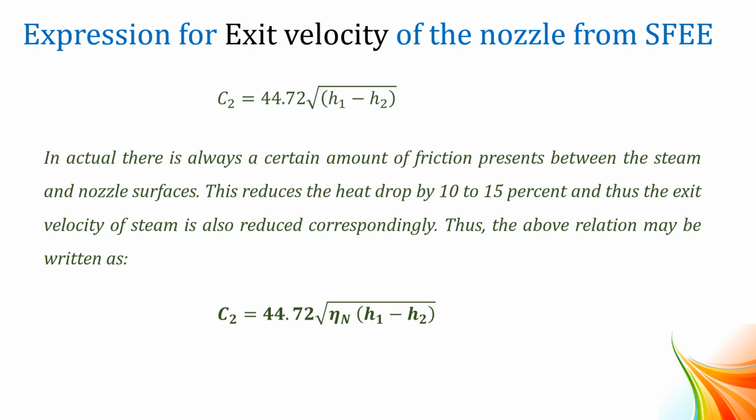44.72. So C2 equal to 44.72 multiplied by the root of (H1 minus H2), that is the enthalpy drop from the entrance to the exit.